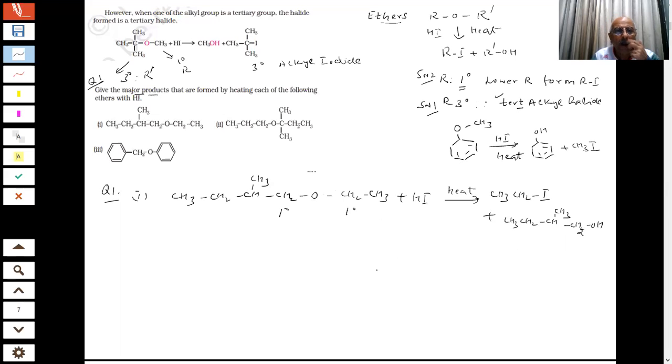See the questions, what type of questions are given in the paper. These are the important questions, students. They will be asked anytime in the paper. Now, second case, what will be the products if I react with HI?